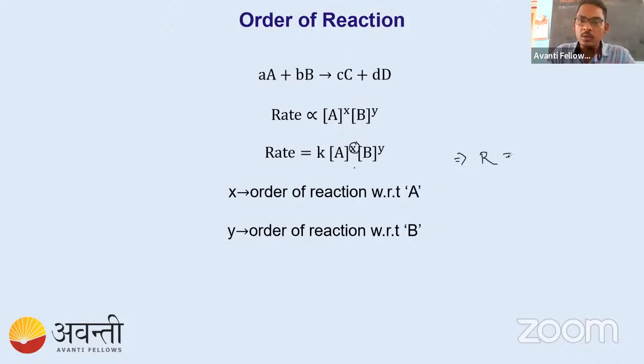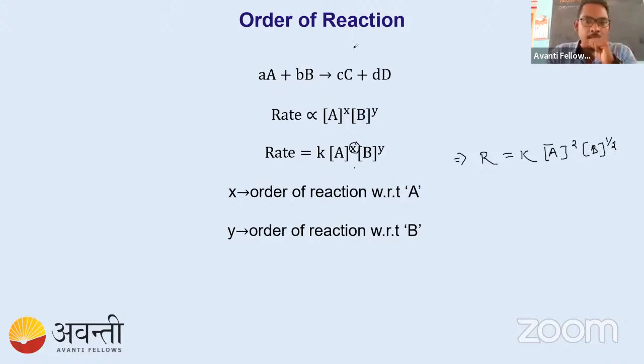So K equals, for example, A to the power 2 and suppose B to the power half. Then we can say the order of this reaction with respect to A is 2. That means if you vary the value of A, whatever change you make, the new rate will be twice of that one. Or with respect to B, the order of this reaction is half.